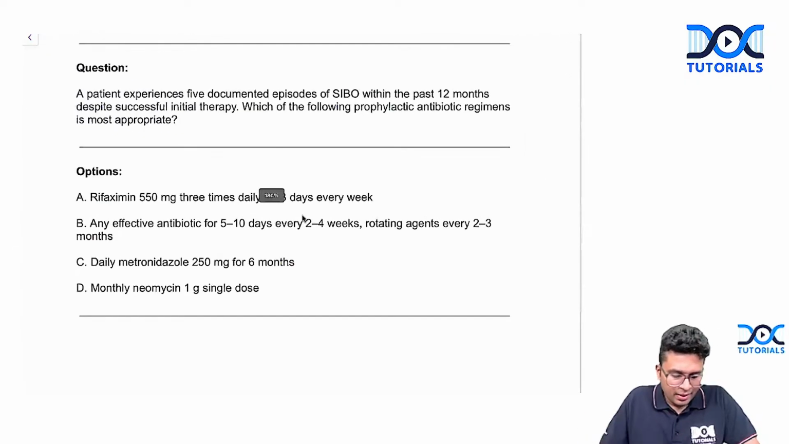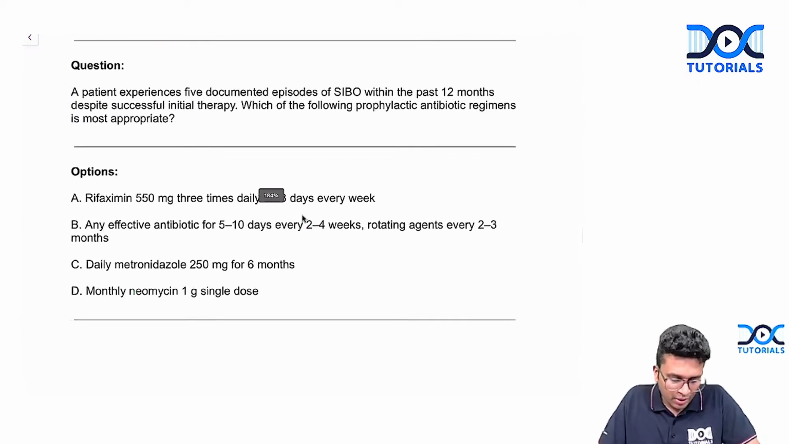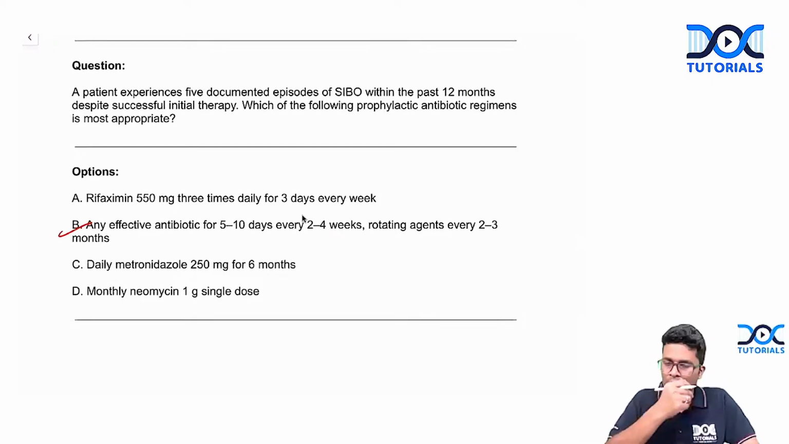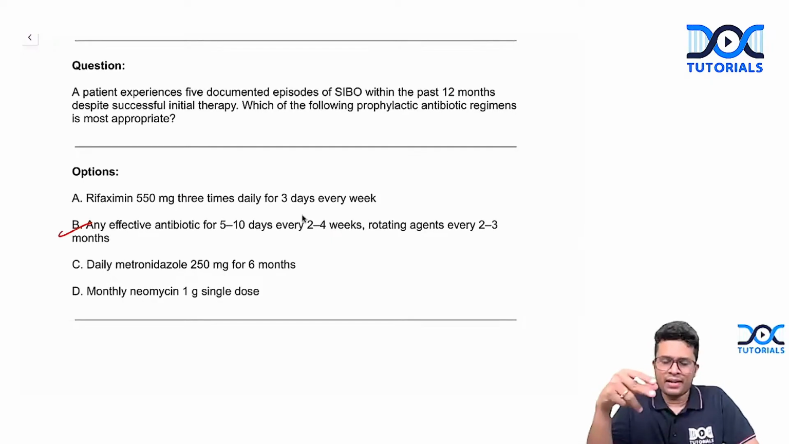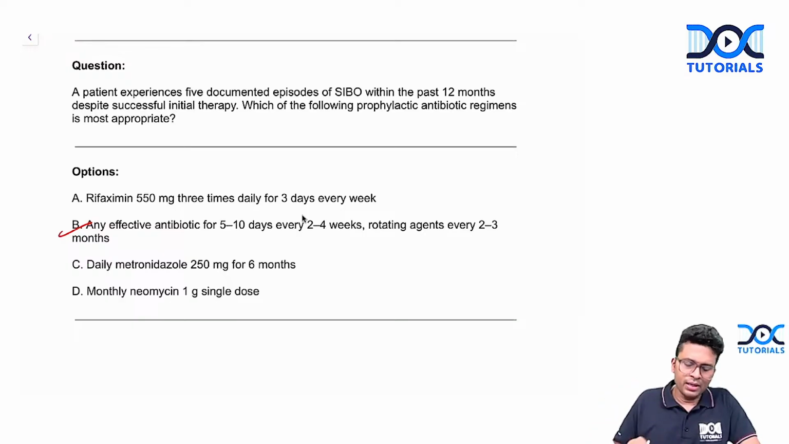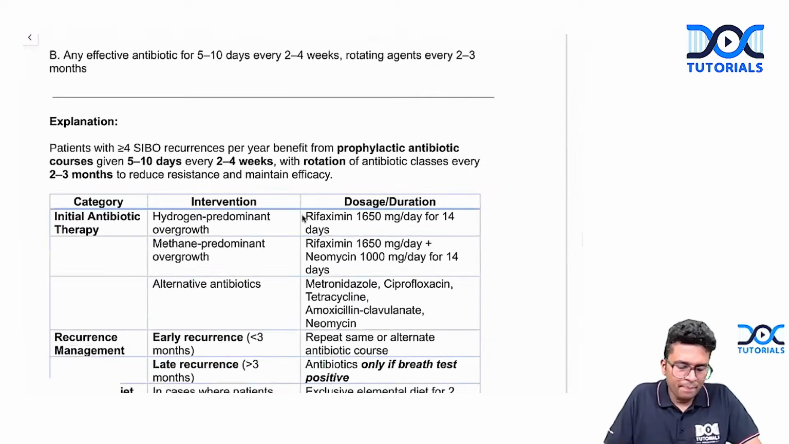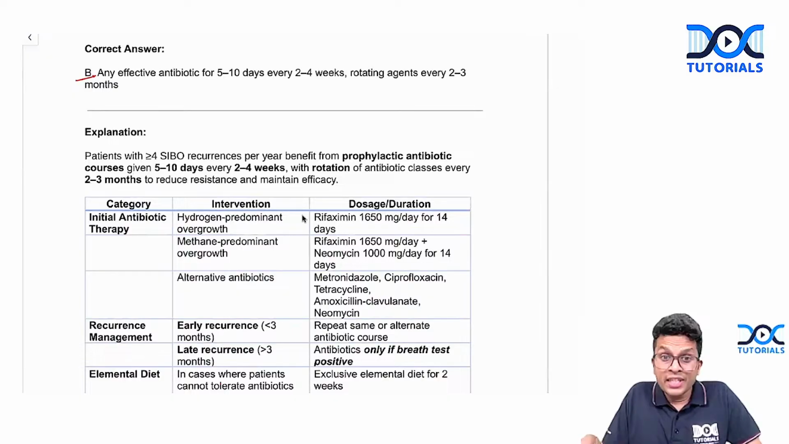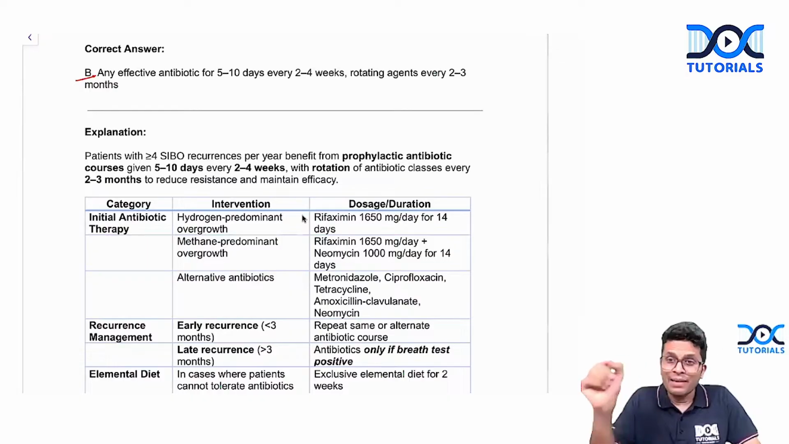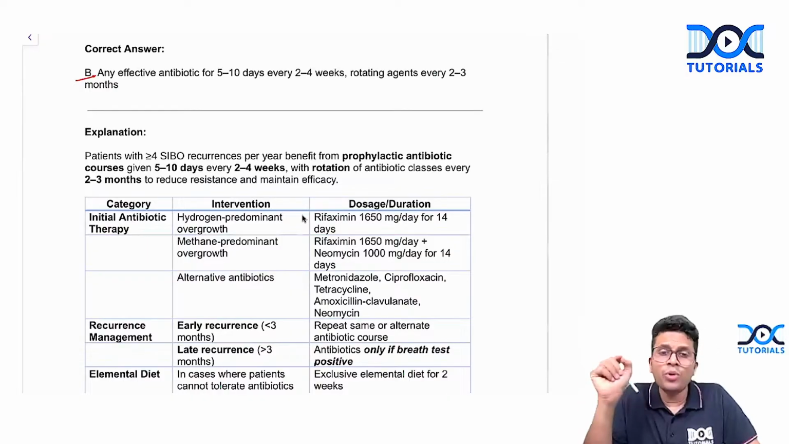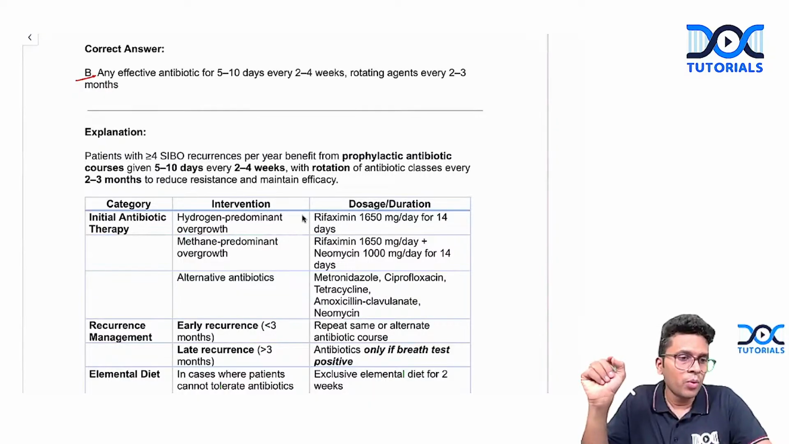See, metronidazole for 6 months is not recommended. Monthly neomycin 1 gram single use is not recommended in these kinds of recurrent cases. So cyclical antibiotic therapy is preferred in recurrent cases. So the best option is option B. Patients with 4 or more SIBO recurrences per year benefit from prophylactic antibiotic courses given for 5 to 10 days every 2 to 4 weeks, with rotation of antibiotic classes every 2 to 3 months to reduce resistance and maintain efficacy. Okay, so I think there is a question now.